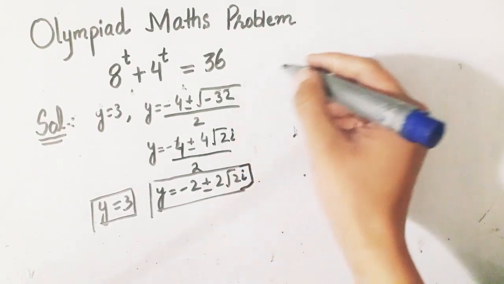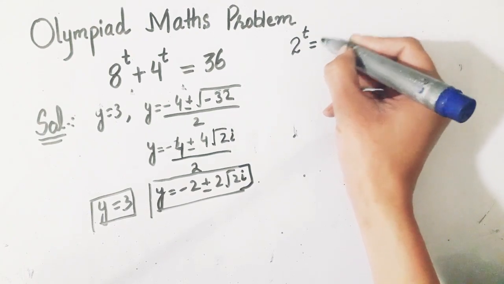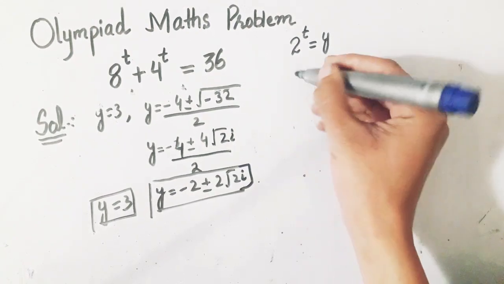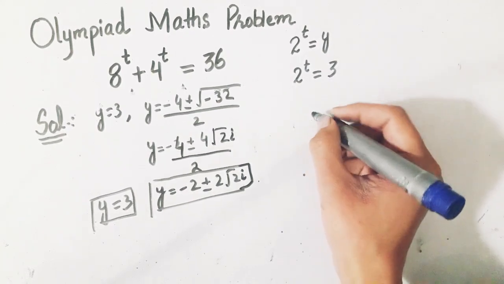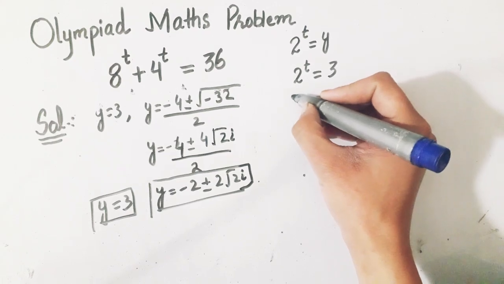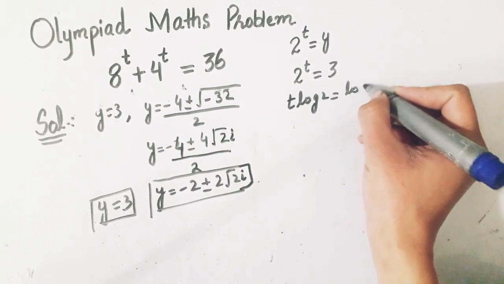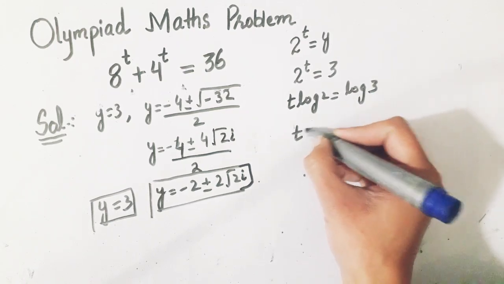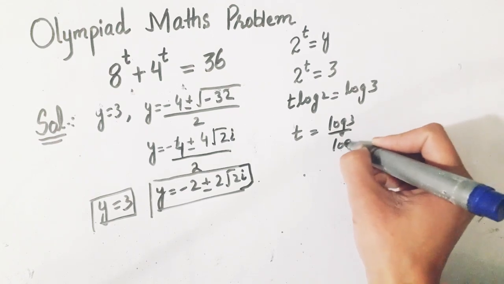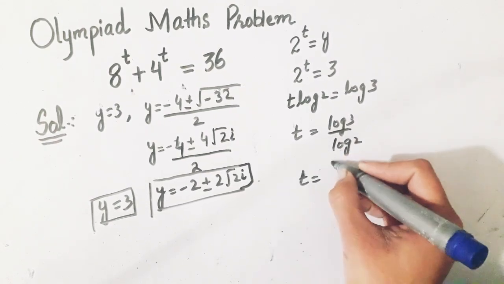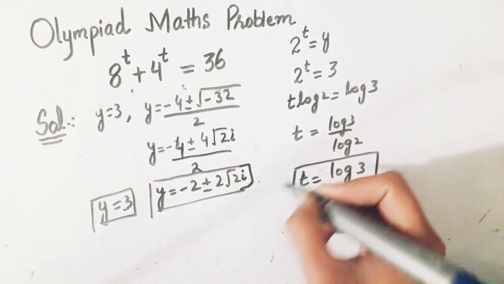Now we have to find the value of t. For this purpose we have the supposition 2 raised to power t equals y. That means 2 raised to power t equals 3. So we will take log on both sides. So t log of 2 equals log of 3. You have to find the value of t. For this purpose log 3 is divided by log of 2. So t equals, base is changed. So this is the answer.